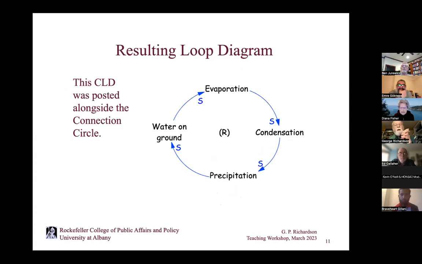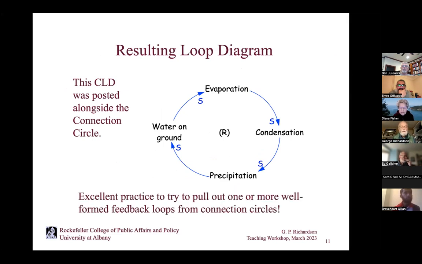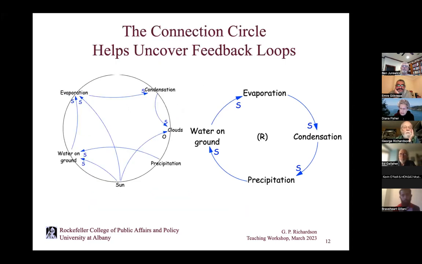Beside that diagram was this causal loop diagram. It was right next to it. You've got evaporation and condensation, and each of these influences the next by changing in the same direction. And I want to mention, as Alan would urge, it's really excellent practice to pull out one or more well-formed feedback loops from connection circles.